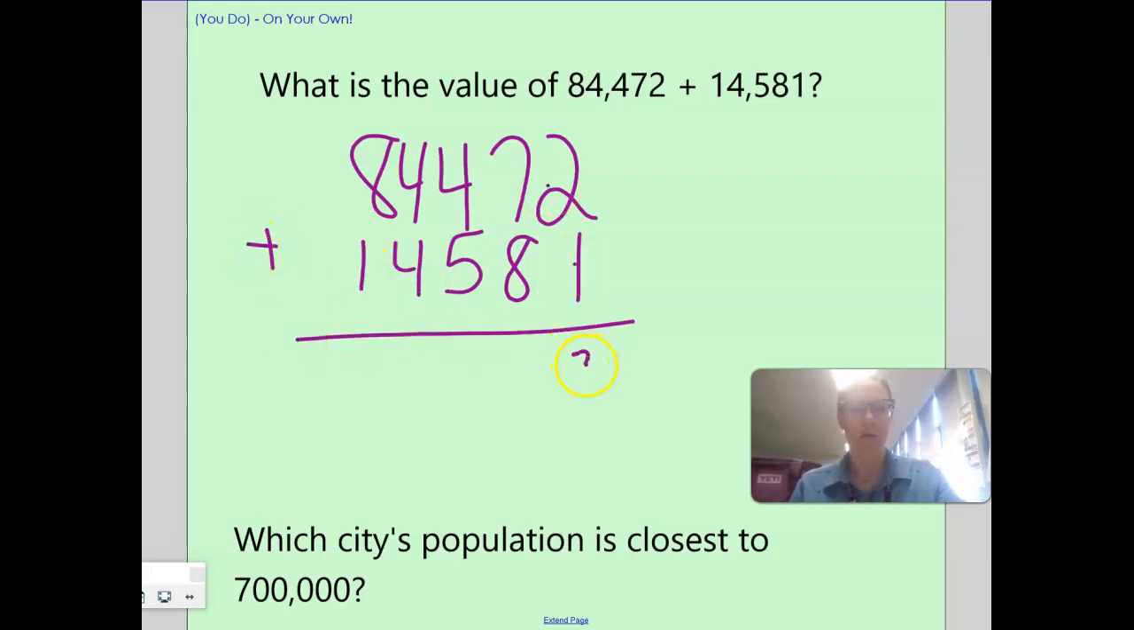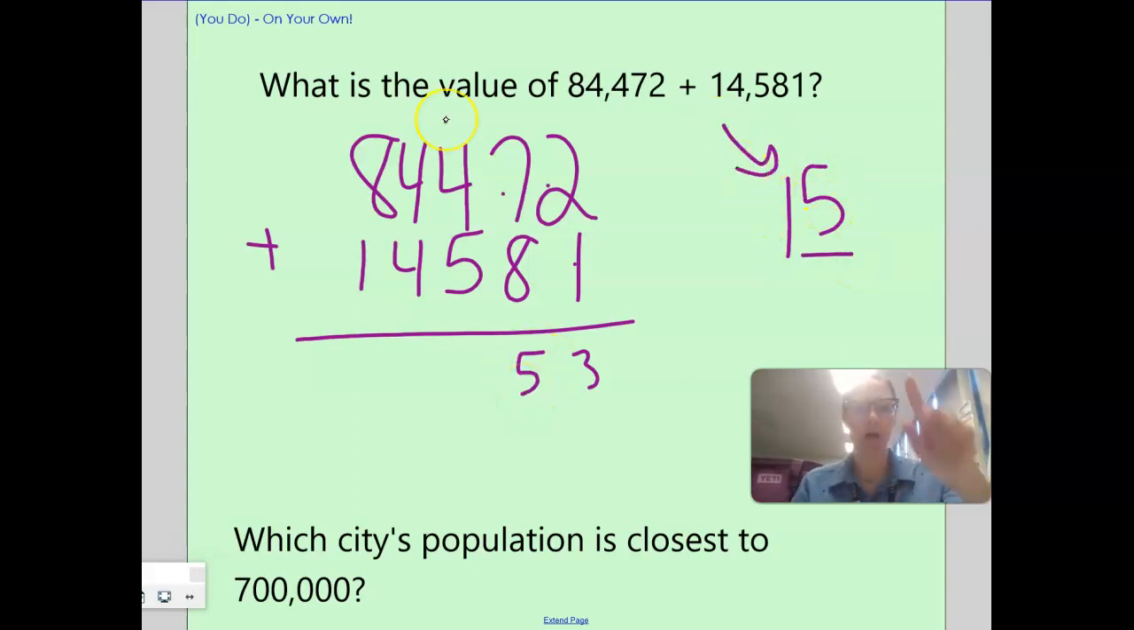2 and 1, I get a 3. 7 and 8 is 15. Keep the 5. Carry that 1 over to the next column. 1 and 4 is 5. 5 and 5 is 10. Keep the 0 in the ones column. Carry this digit over to the next column.